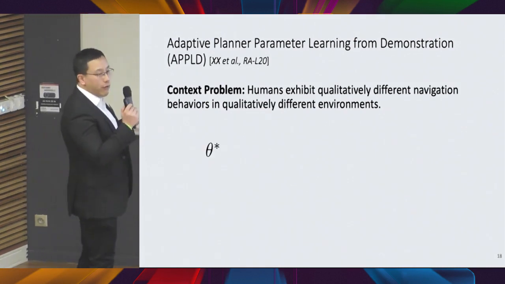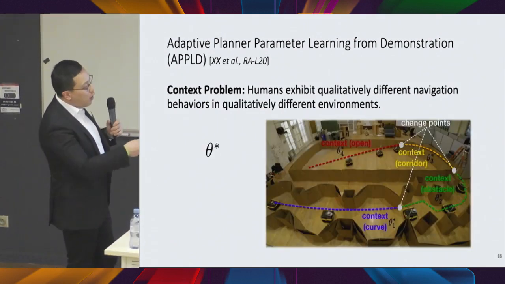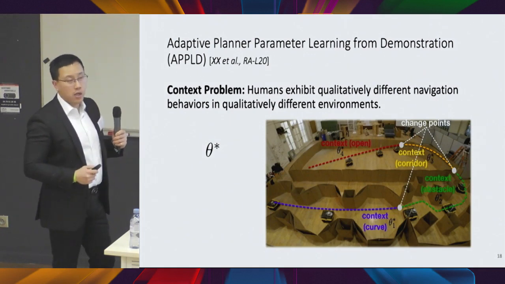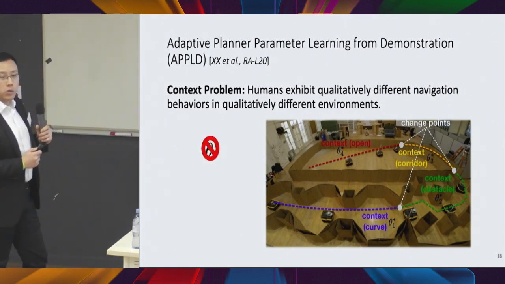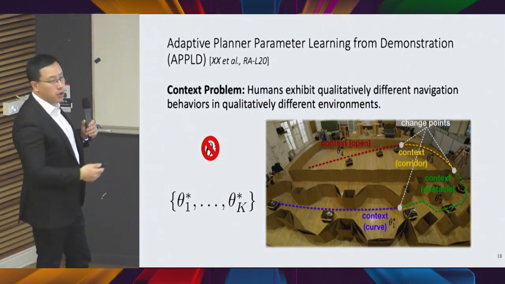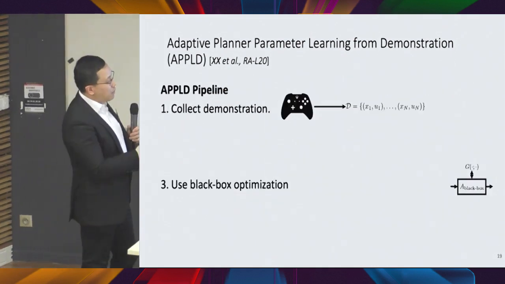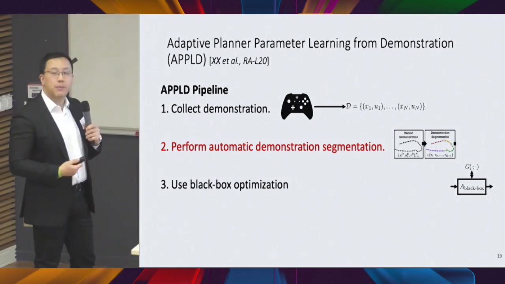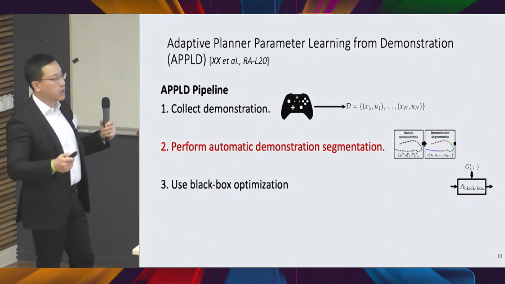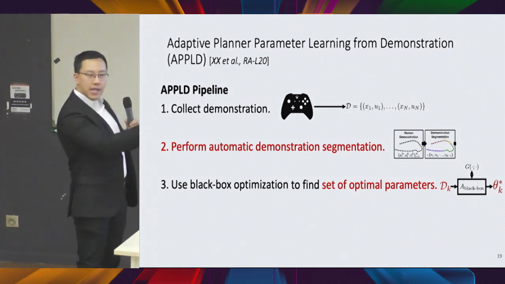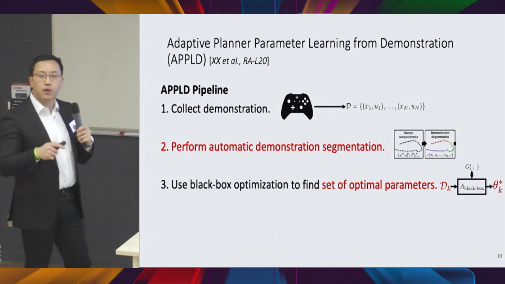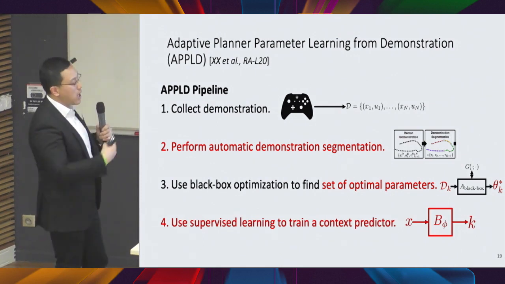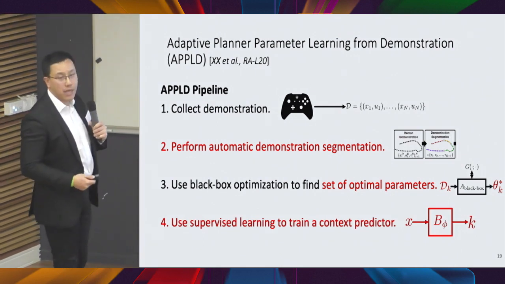For example, if we use only one single theta star to adapt to all these different varieties of environments, humans also drive differently in these different contexts. So one single theta star may not be enough, and what we really need is a set of thetas that is able to adapt to different scenarios. So in addition to our black box optimization on our collected demonstration, we also perform an automatic demonstration segmentation technique to segment them into different parts. And then instead of learning one single set of parameters for the entire demonstration, we learn a set of parameters per context. And we also need to learn a context predictor so the robot knows which context it is in. And then we can actually pick the right parameters to be used by the underlying planner G.